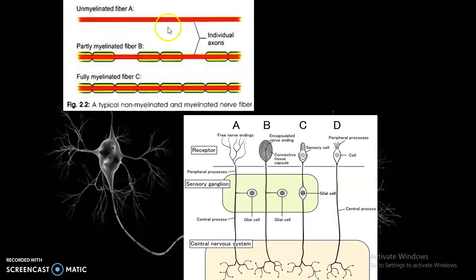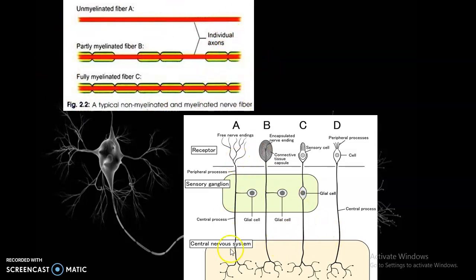Here are pictures of different types of nerve fibers found in the body. If you look at this picture, there is an unmyelinated fiber, a partly myelinated fiber and a fully myelinated fiber. So this is A, B and C. But as we have learned in the previous slide, in the general classification there are only two types of fibers, A and C, that is, fully myelinated fiber and unmyelinated fiber. So there must be an intermediate between A and C, a partly myelinated fiber, and that is named fiber B.